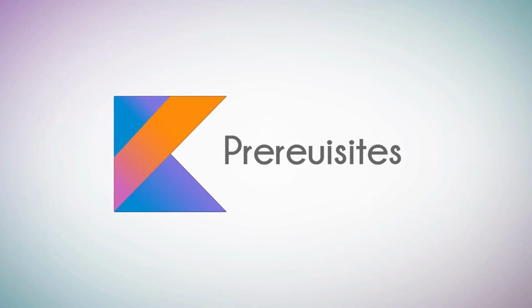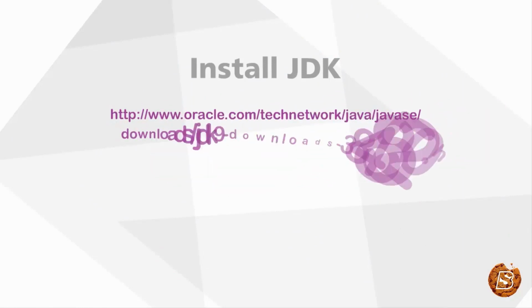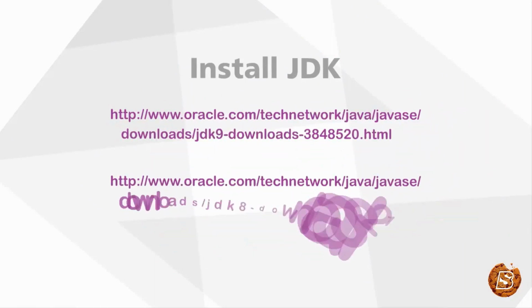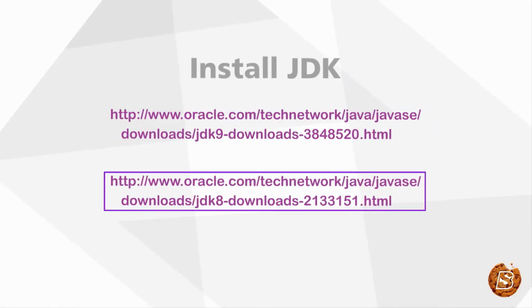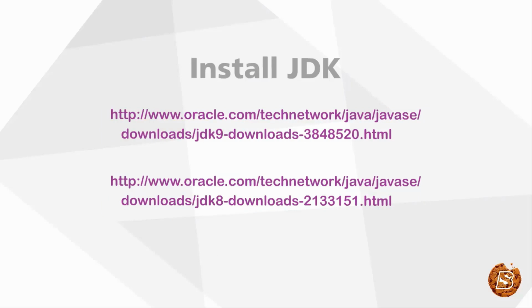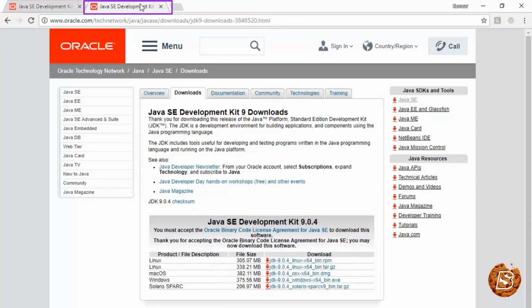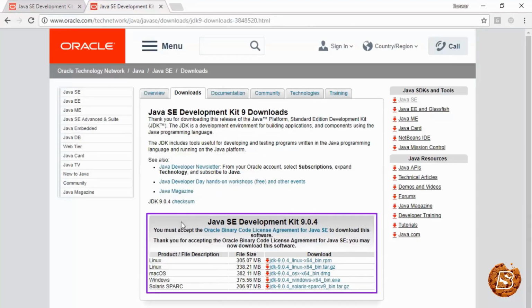In order to work with Kotlin, we must have the JDK installed. Here you can see that I've provided two links. The first one is for JDK version 9 and the other one is for JDK 8. I'll be installing Java Development Kit 8 on my system, and clicking on these links will take you to these pages respectively. So for 9, this is the page you need to download from based on your operating system.